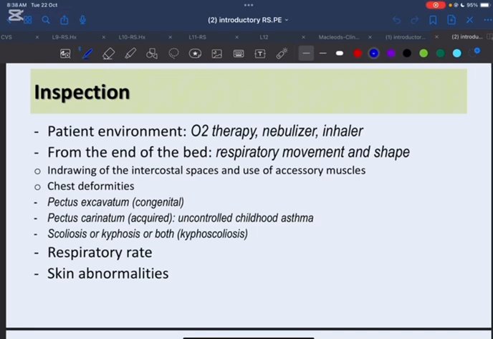Okay. Then you come from the end of the bed and you will comment on the respiratory movement and the shape. So first thing we comment on while you are at the end of the bed is the respiratory rate. What's the normal respiratory rate, you know? 12 to 20. 12 to 15 is normal. But you consider that he is tachypneic, more than 15, right? So it's 12 to 20, but you consider that the patient is tachypneic or he is aware of his breathing after 15. Good?